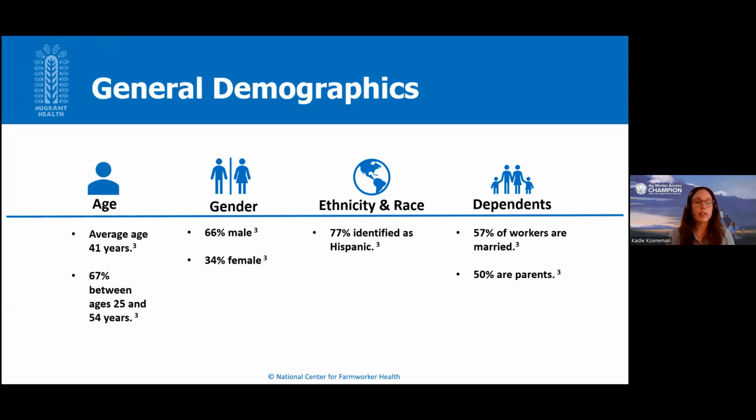So to start, we're going to look at some very general demographic information. The average agricultural worker is 41 years old, with roughly 67% falling between ages 25 and 54 years old. One third of agricultural workers are younger than 35. Looking at gender, 66% are male and 34% are female. 77% of ag workers identify as Hispanic, and among US-born workers, 30% self-identify as Hispanic. More than half of agricultural workers are married at 57%, and half of ag workers are parents.